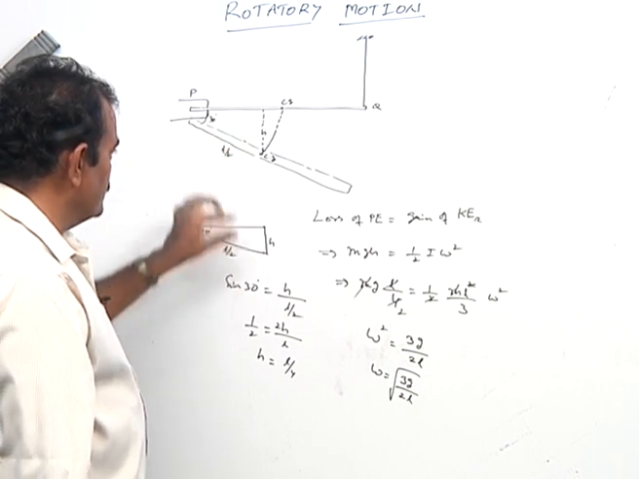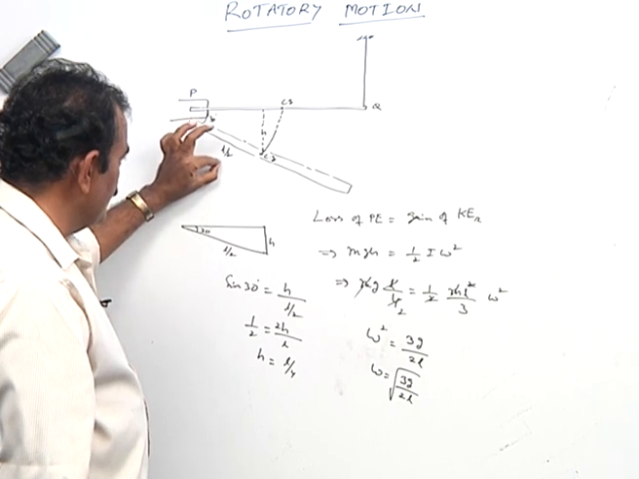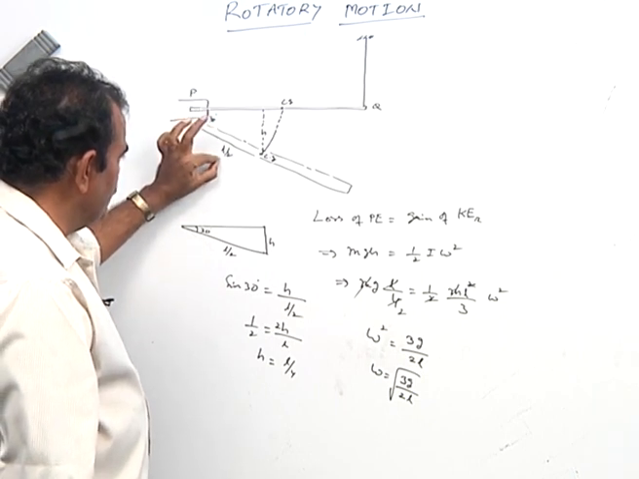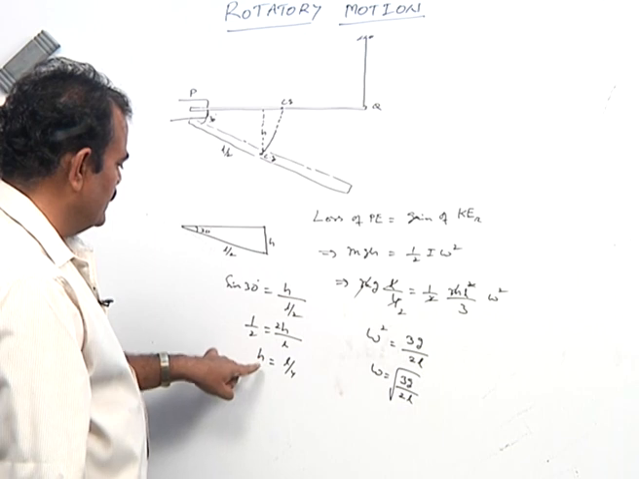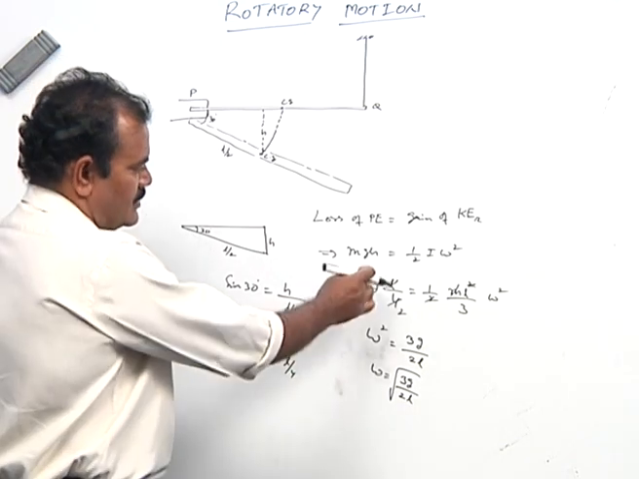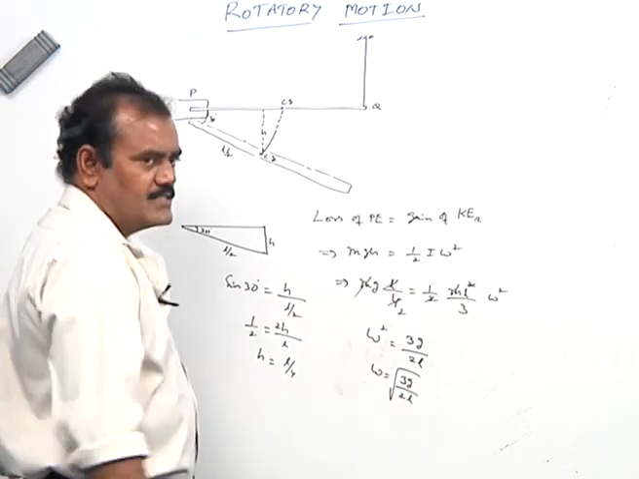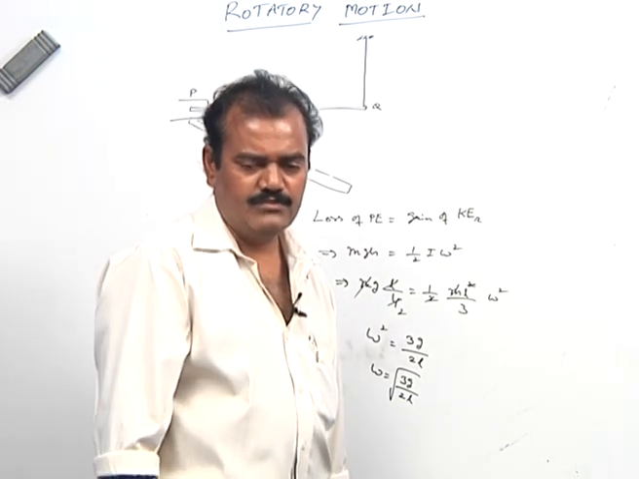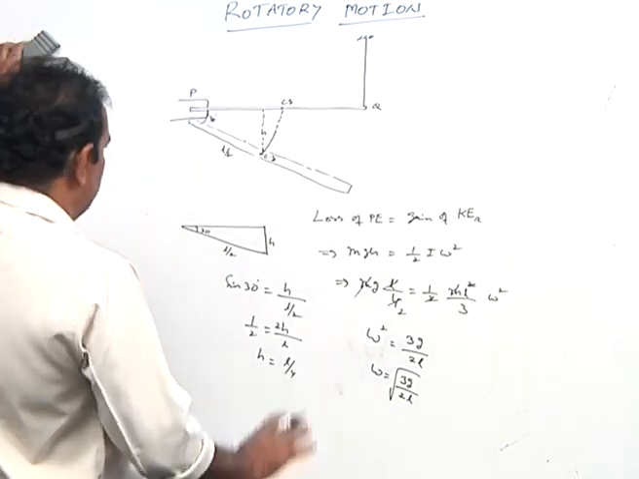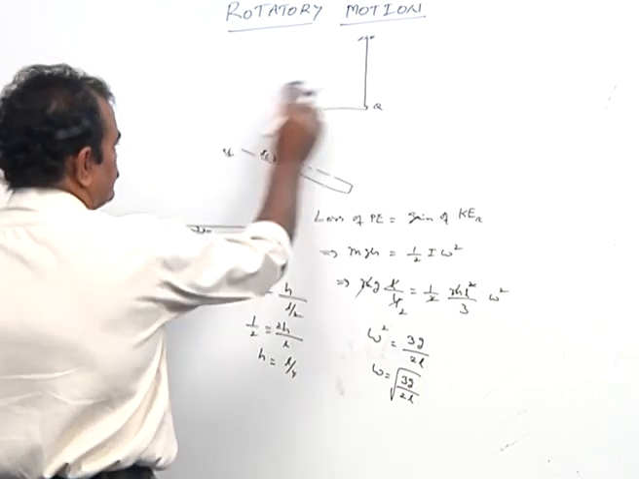So from this figure it is clear L by 2 is coming here only, not here. So from that h is equal to L by 4. So when you apply those values, you get ω equal to the square root of 3g by 2L. Next problem, it is based on conservation of energy.